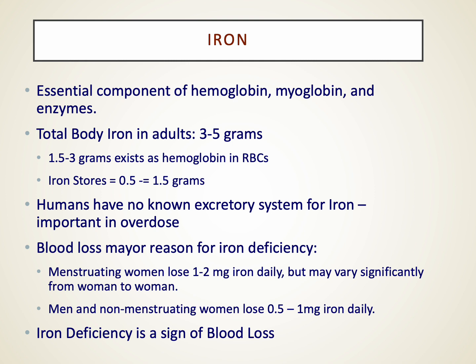Iron is essential, and we'll talk more about this again in the renal block, but typically the body has a limited store of iron, really 3 to 5 grams, and most of that exists as hemoglobin in red cells. Otherwise, there's not too much other body stores of iron.